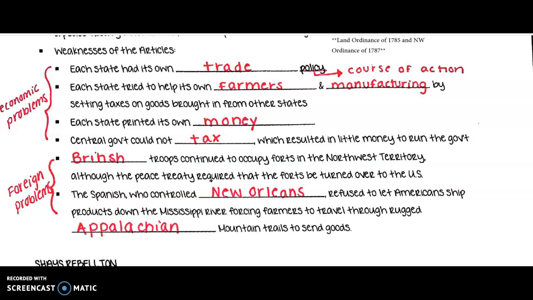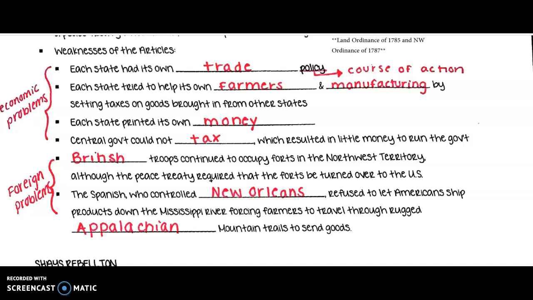Now, those are specific economic problems: the trade, the taxes, the printing their own money. Those are all economic problems. Now, we're also experiencing foreign problems under the Articles of Confederation. The British troops continued to occupy their forts in the Northwest Territory despite the fact that the Treaty of Paris required those forts to be turned over.